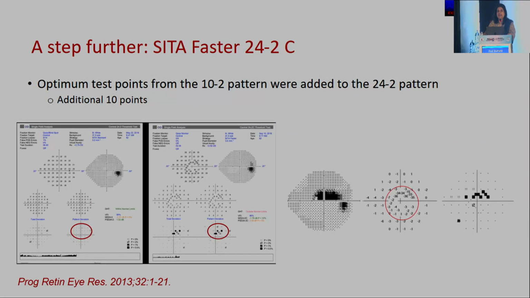So going a step further, we have SITA Faster 24-2C, which has optimum test points from the 10-2 pattern, which were added to the 24-2 pattern. And so we now have additional 10 points which focus on the center and help you to pick up the disease at a much earlier level.